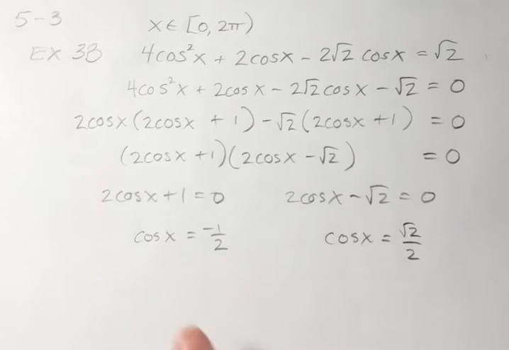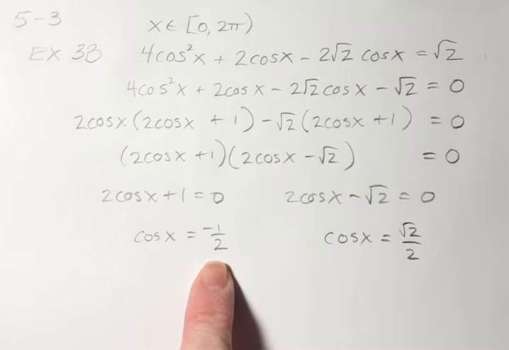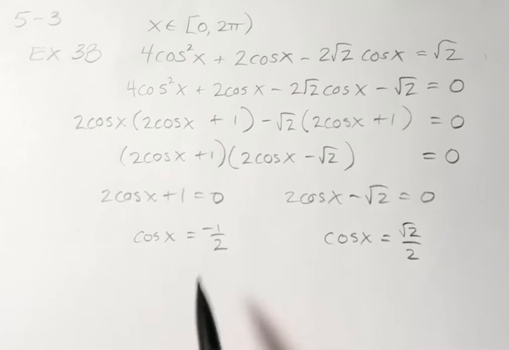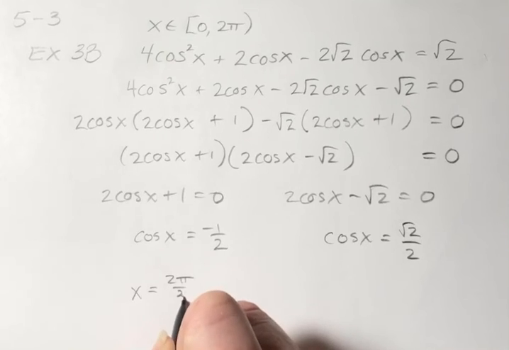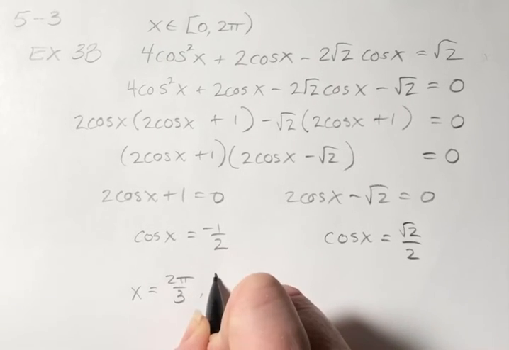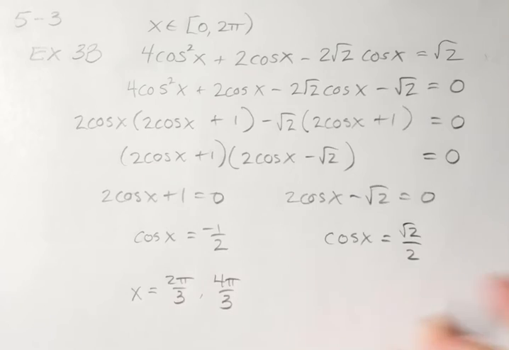So where is cosine negative? Cosine is negative in quadrants 2 and 3. So cosine is negative 1/2 in quadrant 2, 2 pi thirds, and in quadrant 3, 4 pi thirds.